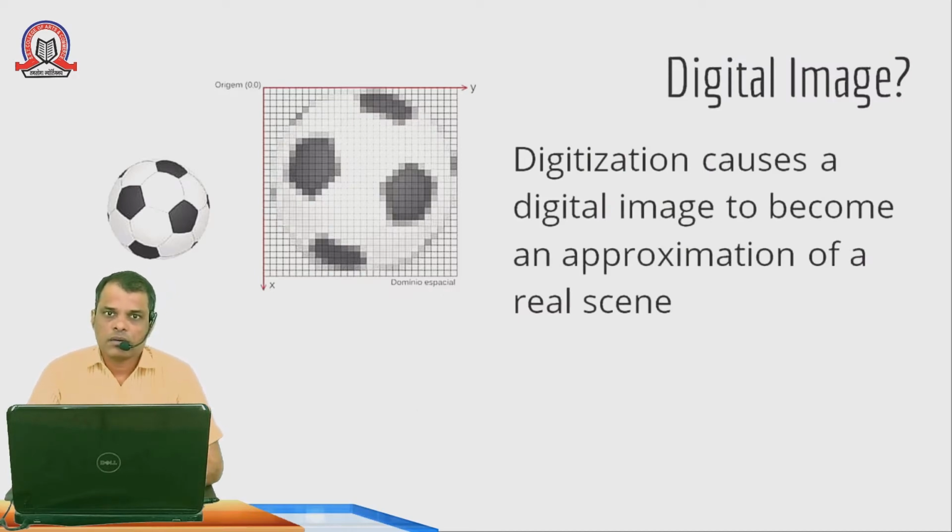See, this is for a clearer understanding. Digitization causes a digital image to become an approximation of a real scene. See, it's a football, and when we take the image, it gets stored in your computer like this. The pixels will be like this, and the colors of those pixels, in terms of numbers, get stored in a two-dimensional array.